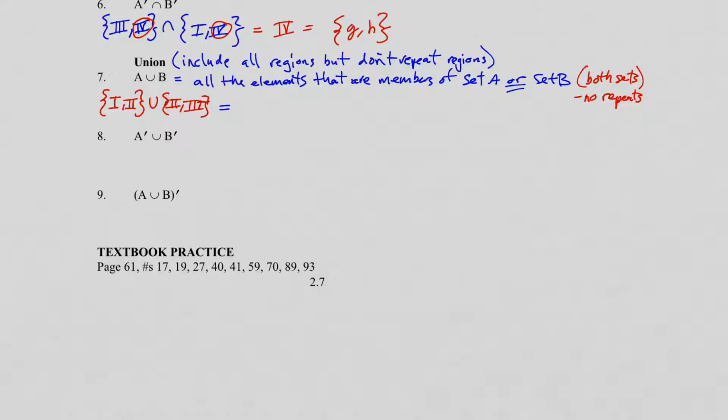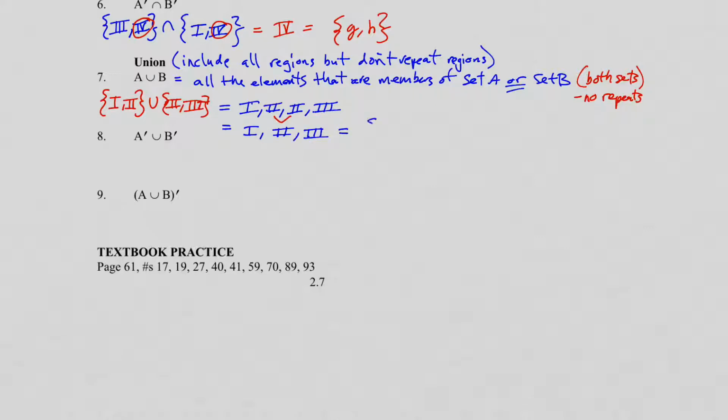is going to include 1, 2, 2, and 3. That's every region listed in that scenario. But remember, I said no repeats. So we're going to rewrite this as one region. Those 2 repeats, you can only write it once. So this is actually going to be 1, 2, and 3.